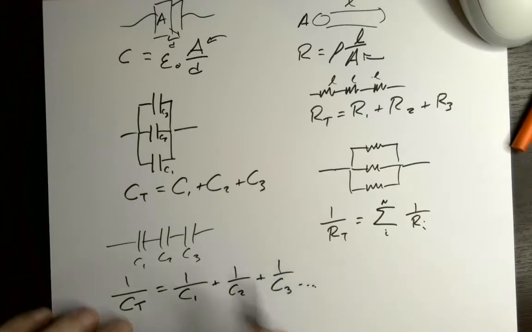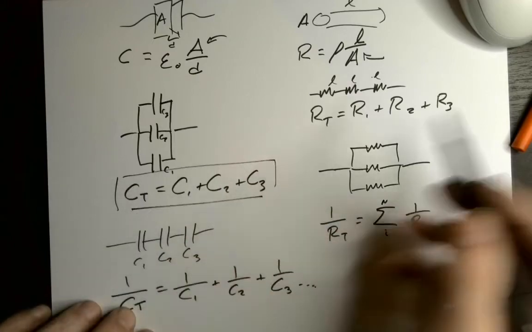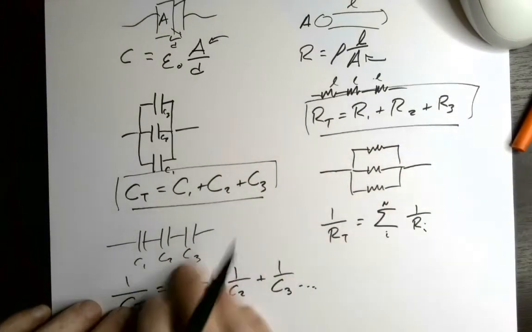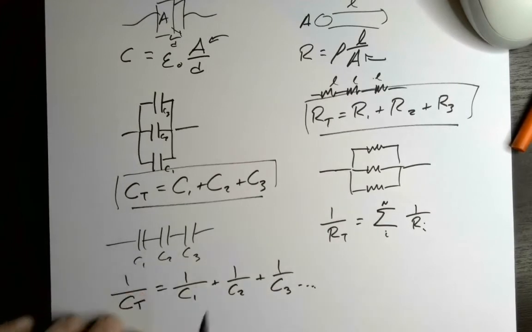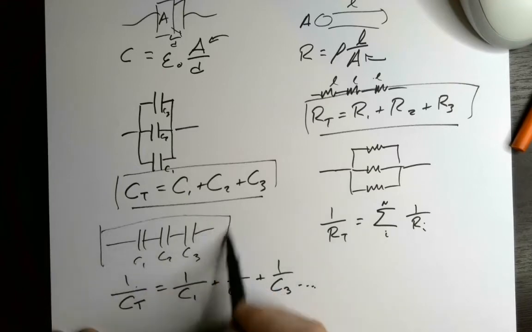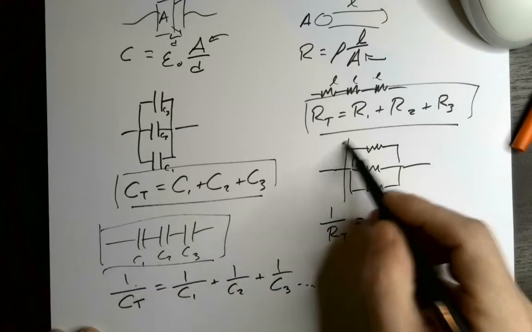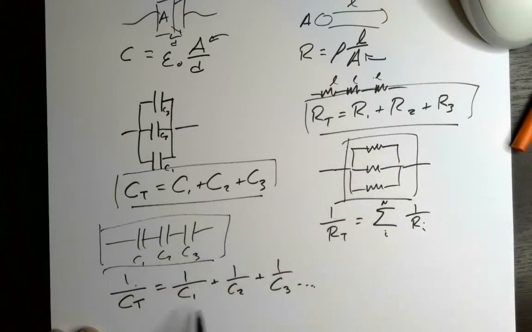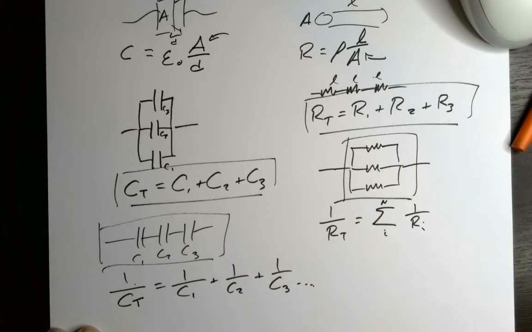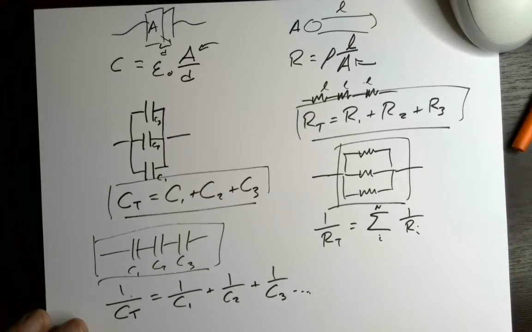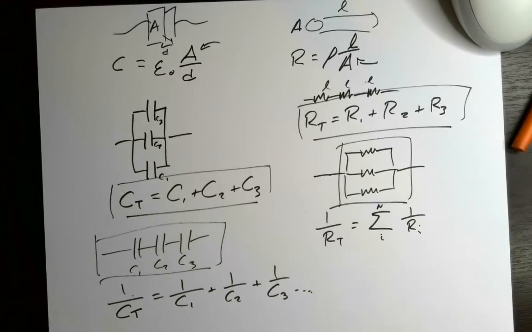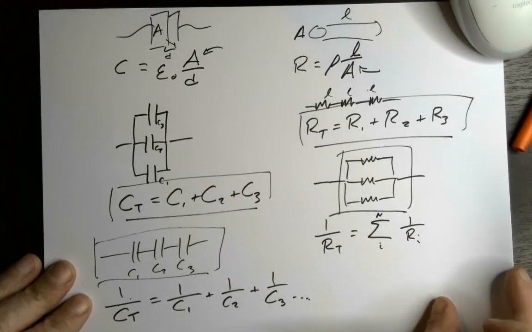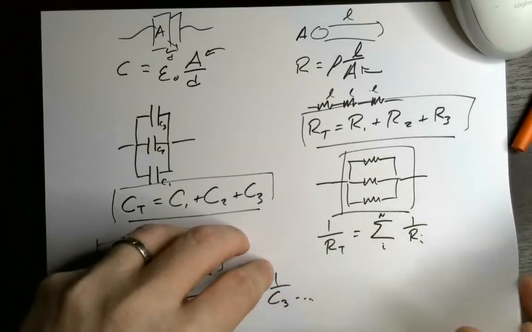So the rule for adding capacitors in parallel is similar to the rule for adding resistances in series. You just add them up. The rule for adding capacitances in series is similar to the rule for adding resistors in parallel. It's 1 over the sum of the inverses of the individual capacitances. So all you need to do to remember how to add up capacitors is it's exactly the opposite of adding up resistances. Let's do one example just to see how that works in practice.